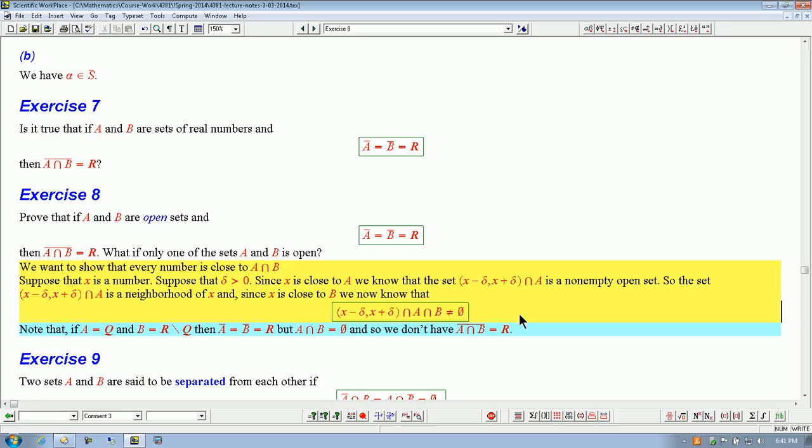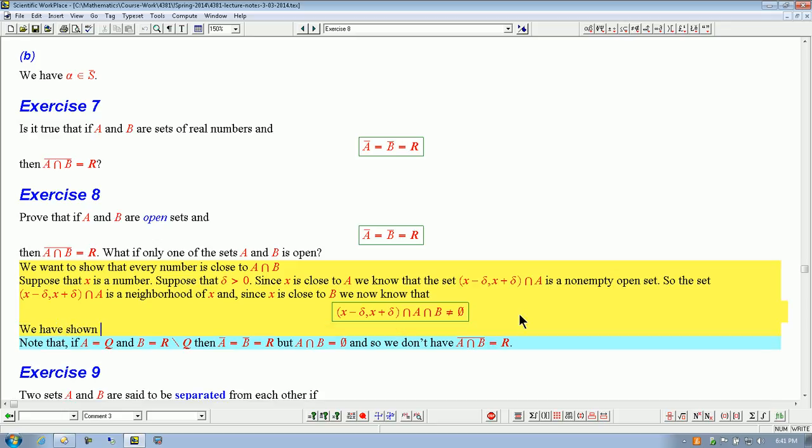So we have shown that x is close to a intersection b because I said, suppose delta is greater than 0, and lo and behold, the interval center x radius delta intersects with a intersection b. You don't have to put parentheses because intersection is associative. If you feel like putting in a pair, if it makes you feel better, do it. But you don't need them. Put them in, take them out, whichever you like.